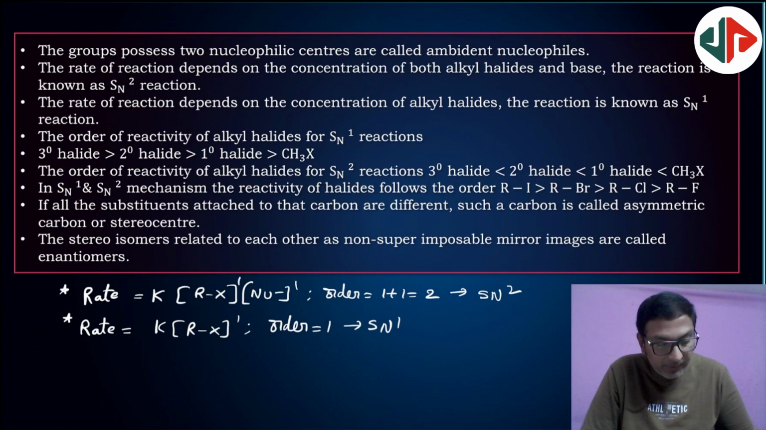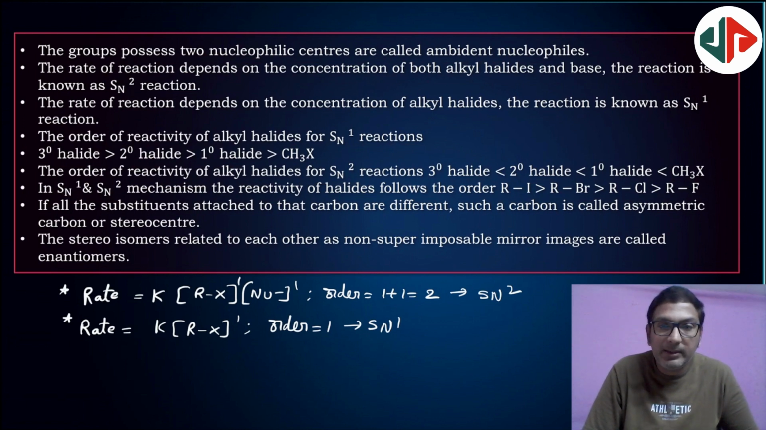Next, in case of SN1 or SN2 mechanism, the reactivity order of alkyl halides is RI, RBr, RCl, RF. RI has the highest reactivity due to the large size of iodine.